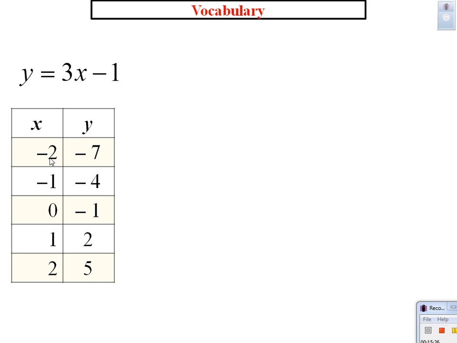So what is 3 times -2? -6 minus 1, -7. Next value, what is 3 times -1? -3 minus 1, -4. What is 3 times 0? 0 minus 1, -1. What is 3 times 1? 3 minus 1, 2. And the last one, 3 times 2 is 6 minus 1, 5. Are we there so far?